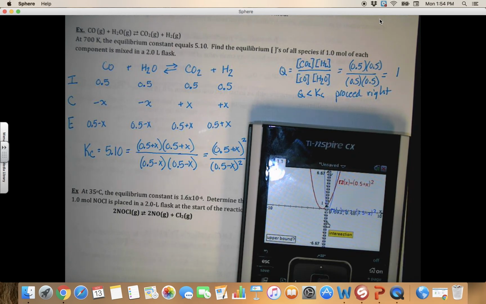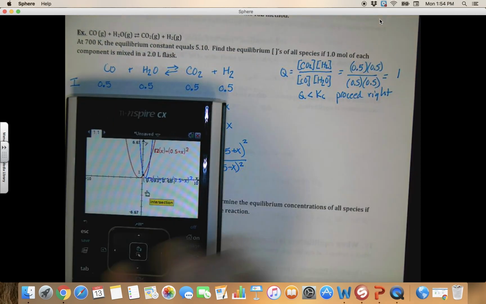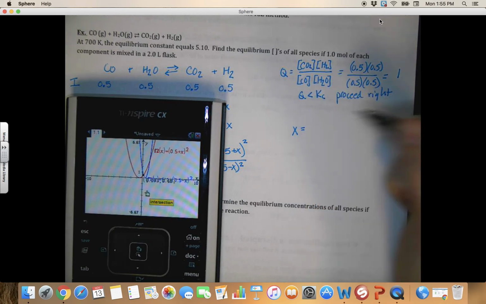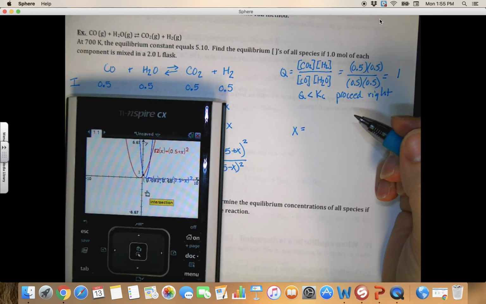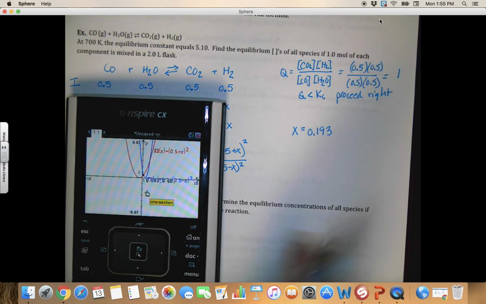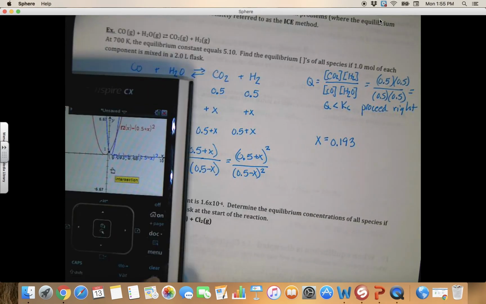You've probably done this on your calculator a lot. It's kind of showing up a little bit funny, but x is 0.193. And if I were to find the other intersection, it would actually be greater than 0.5, so that doesn't work. Well, that's what x is.